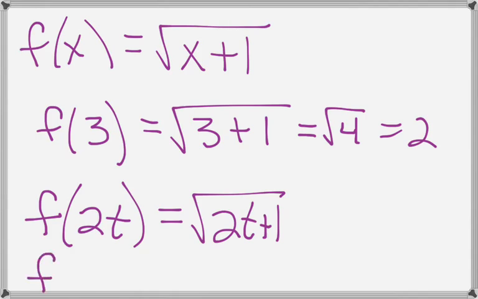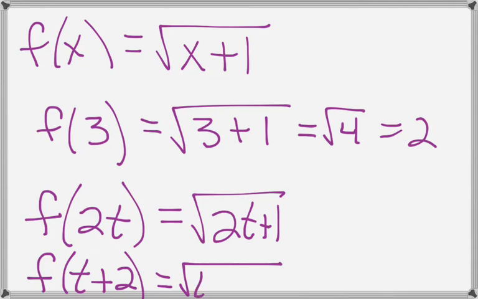If we wanted to find f of t plus 2, then again, the input is just replacing x. So this time the input is t plus 2. So that's going to replace x. And so we can combine some terms under the radical, and we end up with square root of t plus 3.